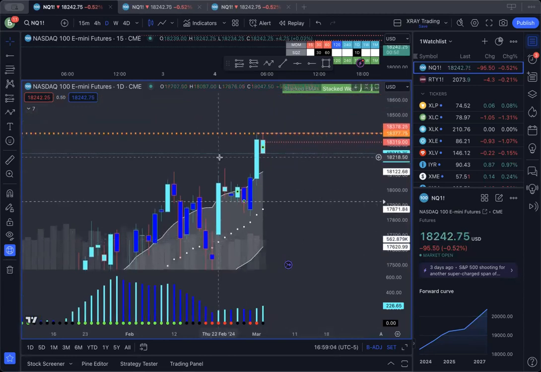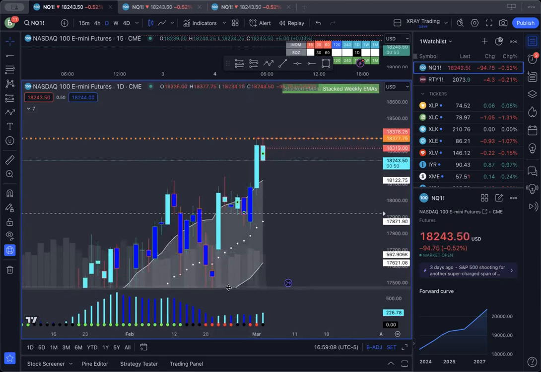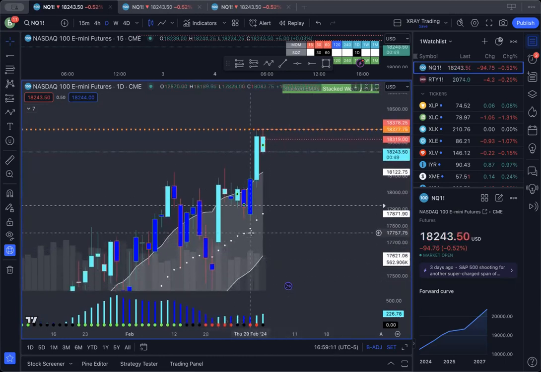Basically, what we're going to be going over here is what I saw in tech to go long MNQ futures, QQQ calls, and Microsoft.